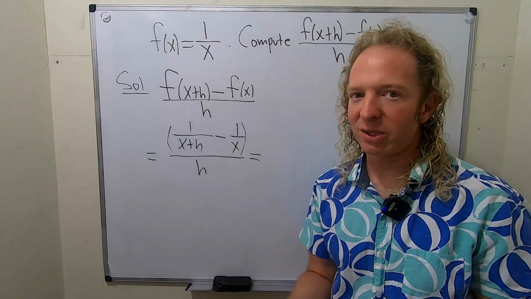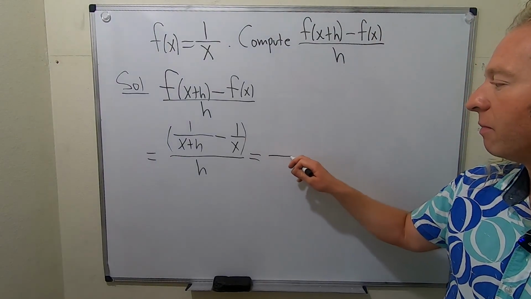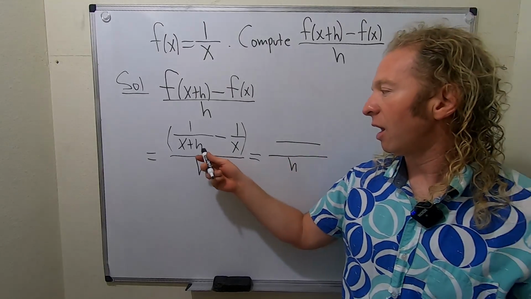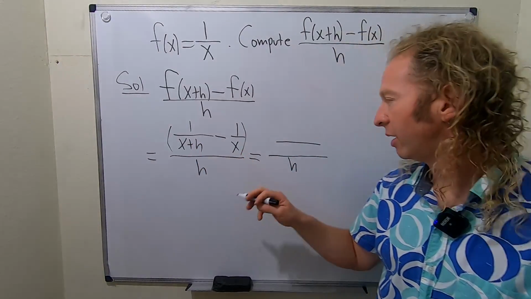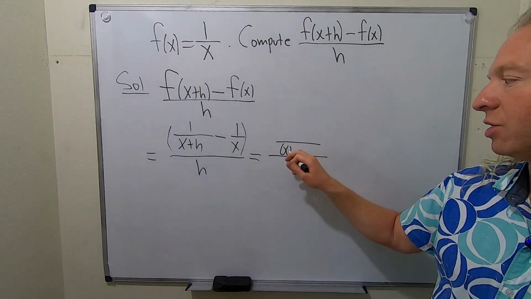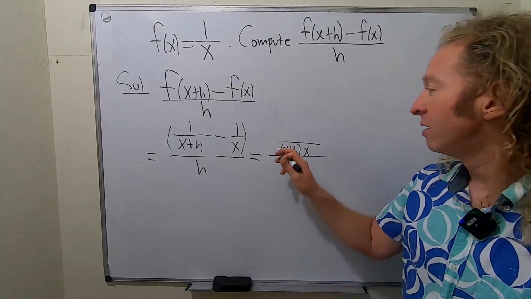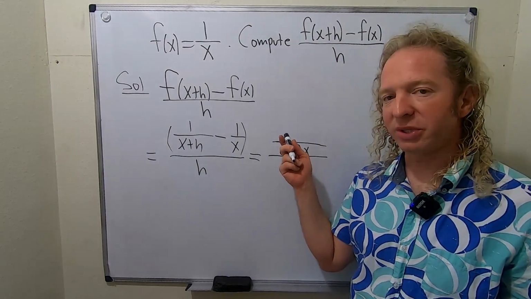Let me show you the way I do it, which is more commonly done, I think. So on the bottom we have an h, and then here, it's going to be the LCD, so it's just going to be this times this, okay? So it's going to be x plus h times x. I just always write it down, because I know it's going to be that. So then, how do you know what goes here?